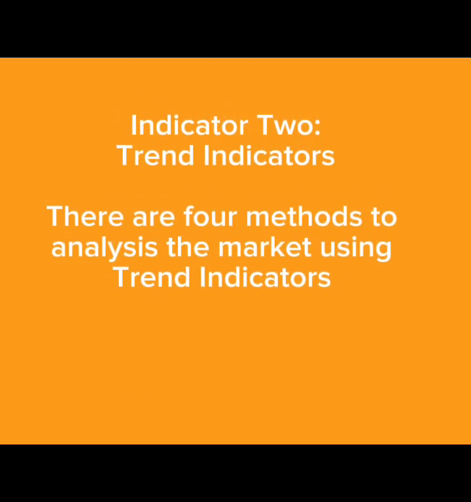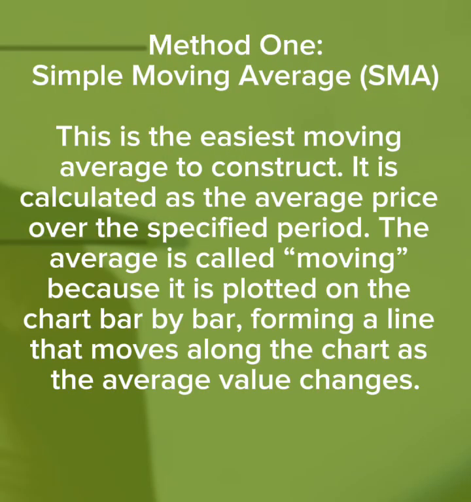Indicator 2. Trend indicators. There are 4 methods to analyze the market using trend indicators. Method 1. Simple Moving Average, SMA. This is the easiest moving average to construct. It is calculated as the average price over the specified period.